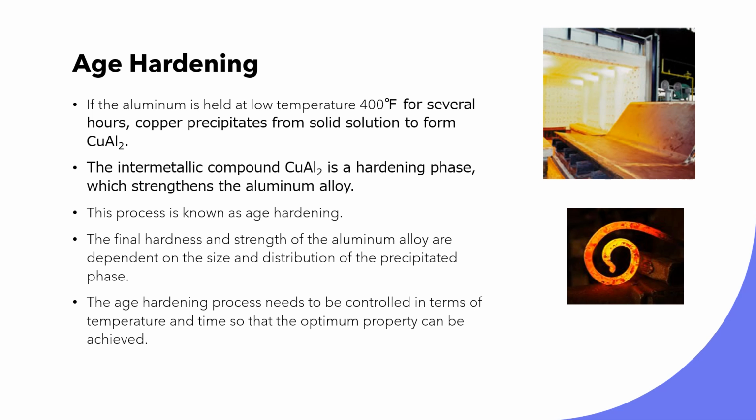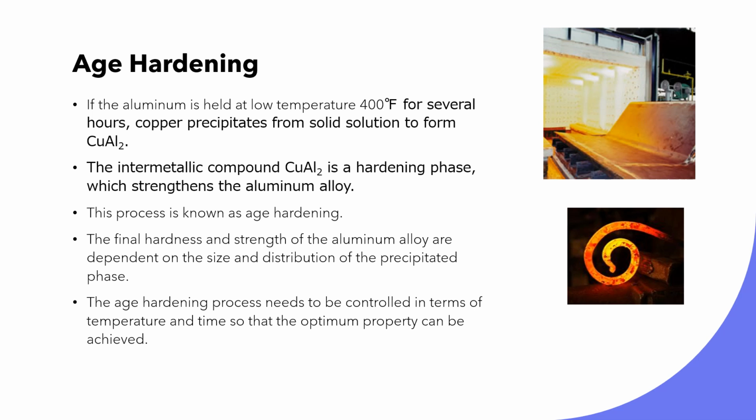Age hardening. If aluminum is held at 400 degrees Fahrenheit, it's called age because we're doing it for a period of time, for several hours. Copper precipitates from solid solution, and it's going to form CuAl2, copper aluminide. So the intermetallic compound CuAl2 is a hardening phase, and this definitely strengthens this aluminum alloy.